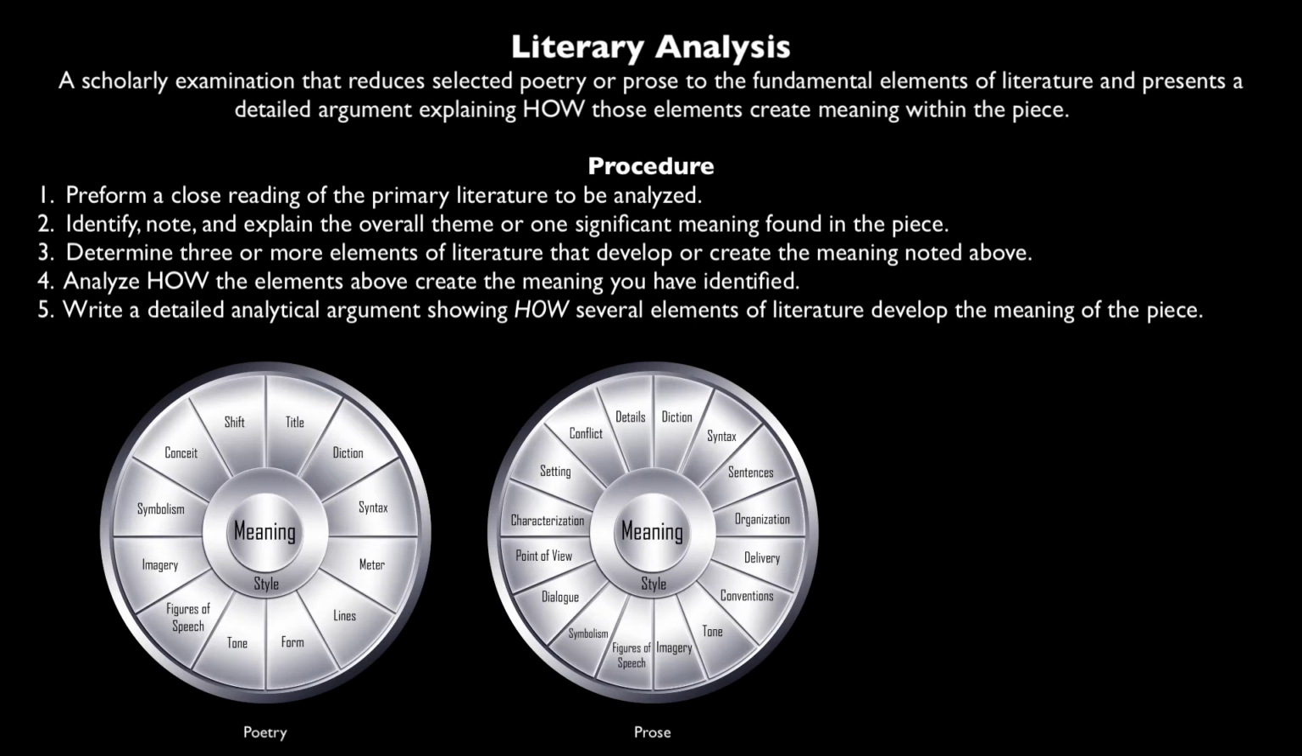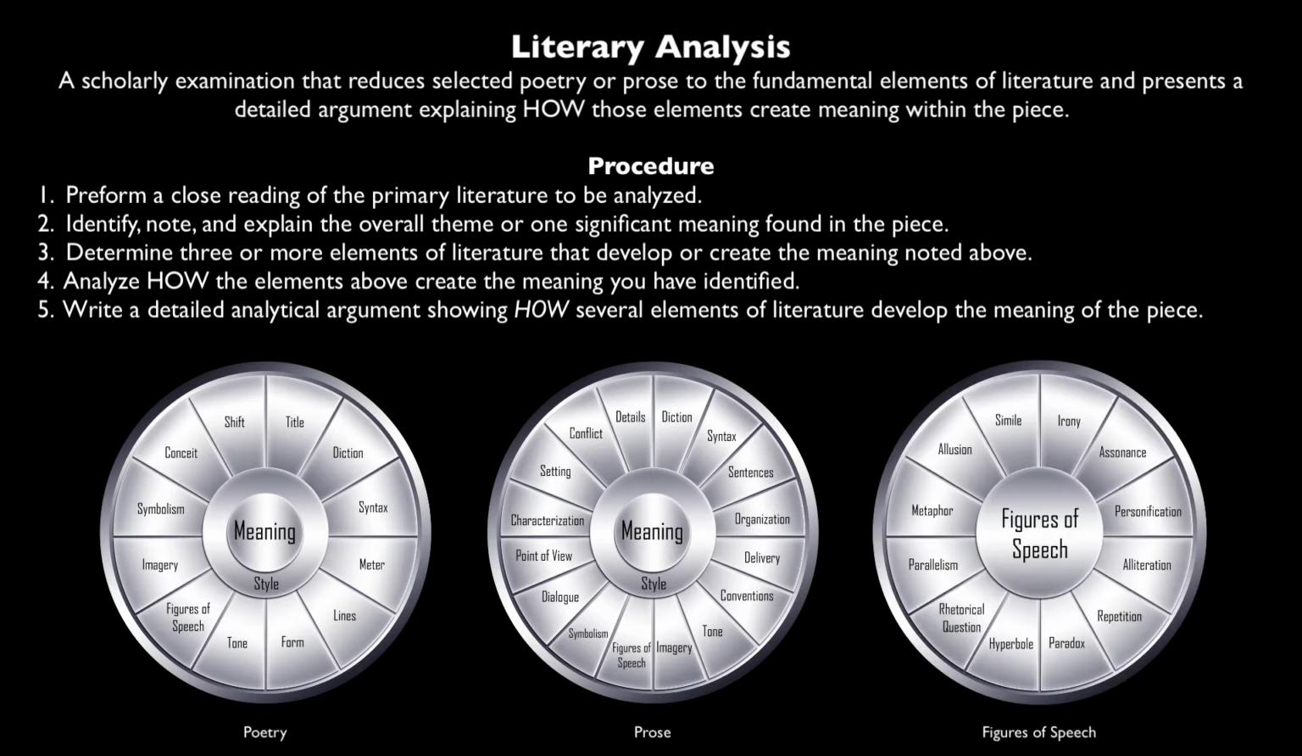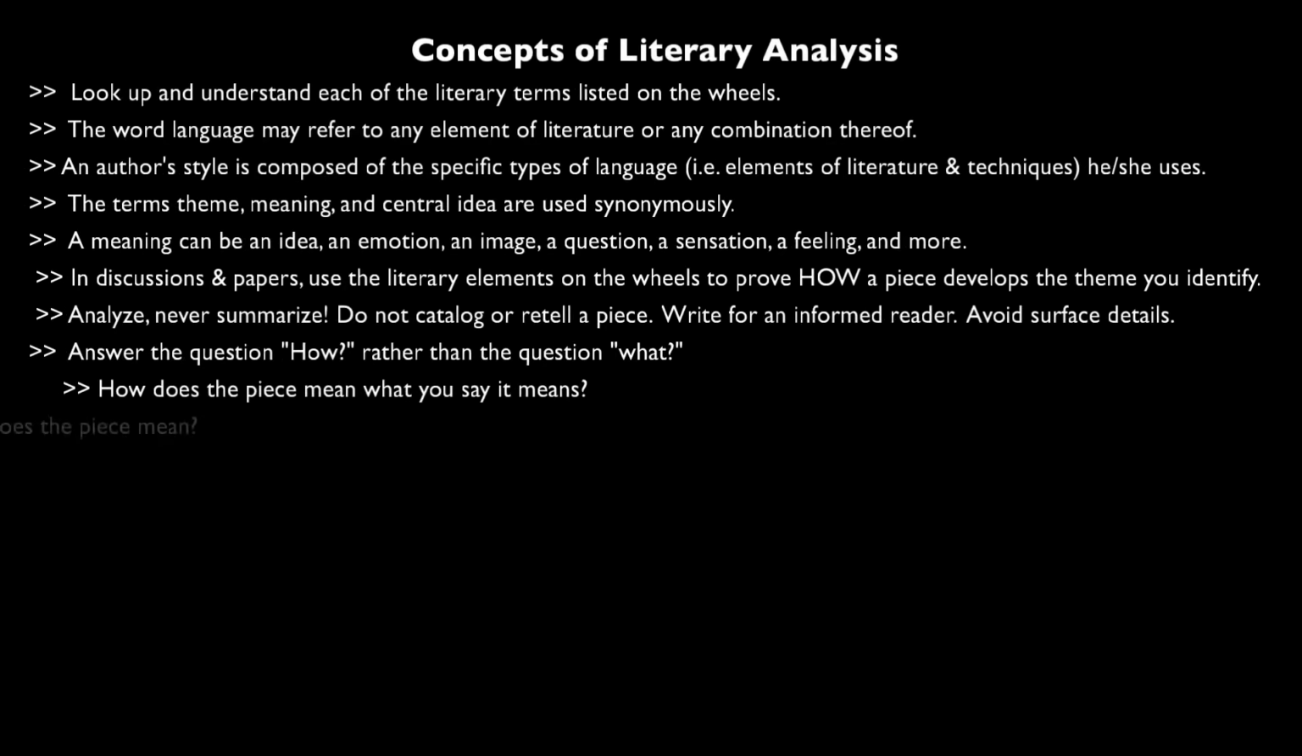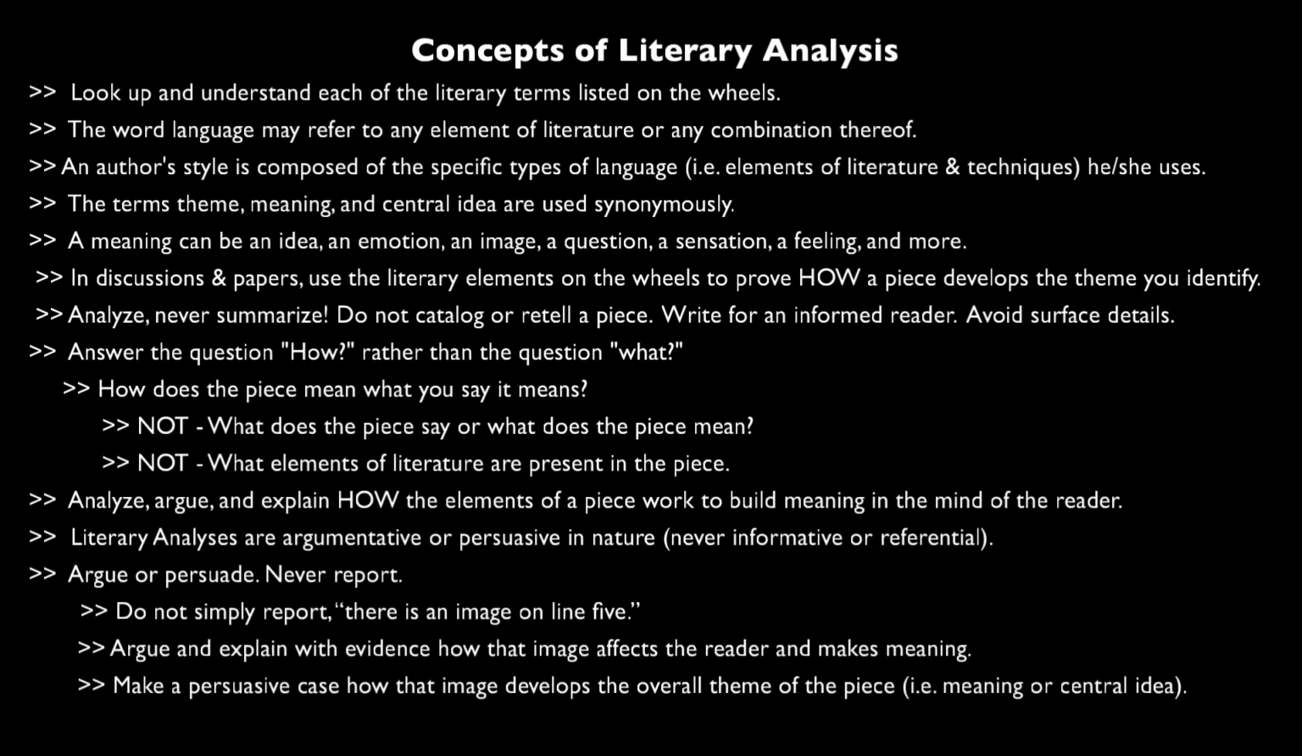So it's real simple. You take a piece of literature, you do a close reading. That's a really deep, analytical reading, where you're really going to scrutinize this literature very closely. You take it, you break it down into its basic elements, its fundamental parts. Those will be the elements of literature, as you see here on my wheels: poetry, prose, and figures of speech. Everything around those wheels is considered an element of literature. So you break the piece down into those parts, and then you show in an essay how those parts create the meaning that you received when you read it.